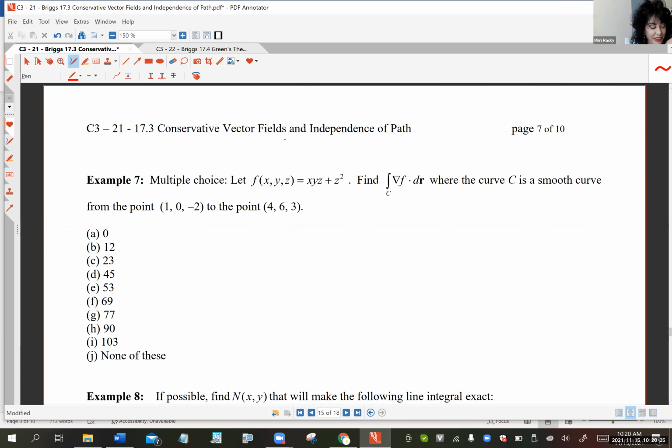So how is this different from other problems? Take a look at the different flavor here. They're giving you not a vector field. This is a scalar function. Well, how do you know it's not a vector field? Because vector fields are vectors. You know, they've got an i hat, j hat, k hat, or they could be written in component form. And this is clearly not a vector function. This is a scalar function. Oh, okay.